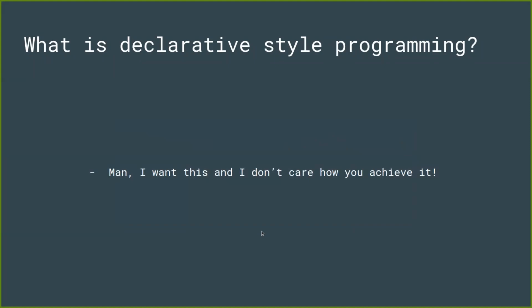So mostly it's a way to say this to our computer. It's like, man, I want this, and I don't care how you achieve it. So it's a way to say to our program how it should look like. And we don't care about the road it uses to reach our desired state. We just define the structure.